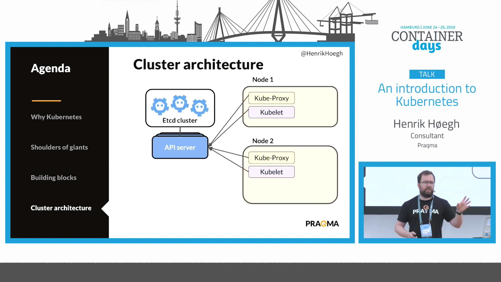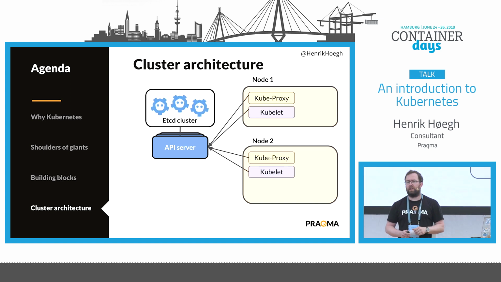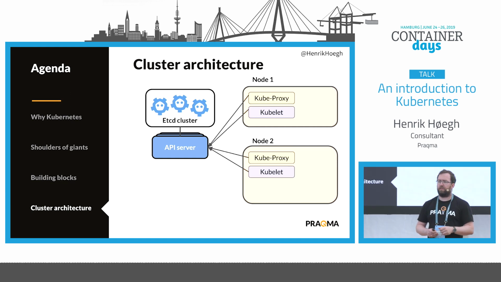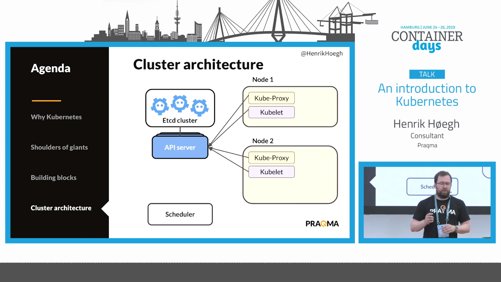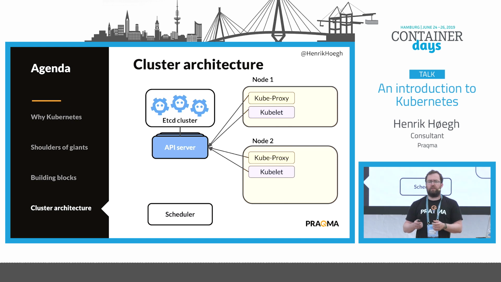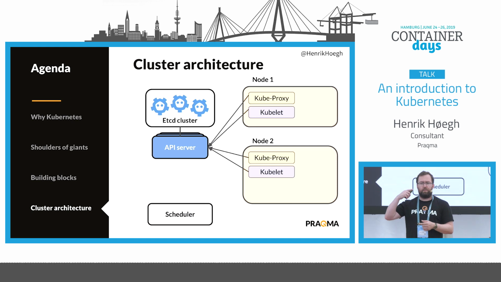The API server saves its state in a storage, in this case etcd. It could be Consul as well, but in most cases it is etcd. And then we have a scheduler, a process running a control loop that listens for pods that don't have a node assigned to them. And if it finds that, it'll find a suitable node and put in the node name.